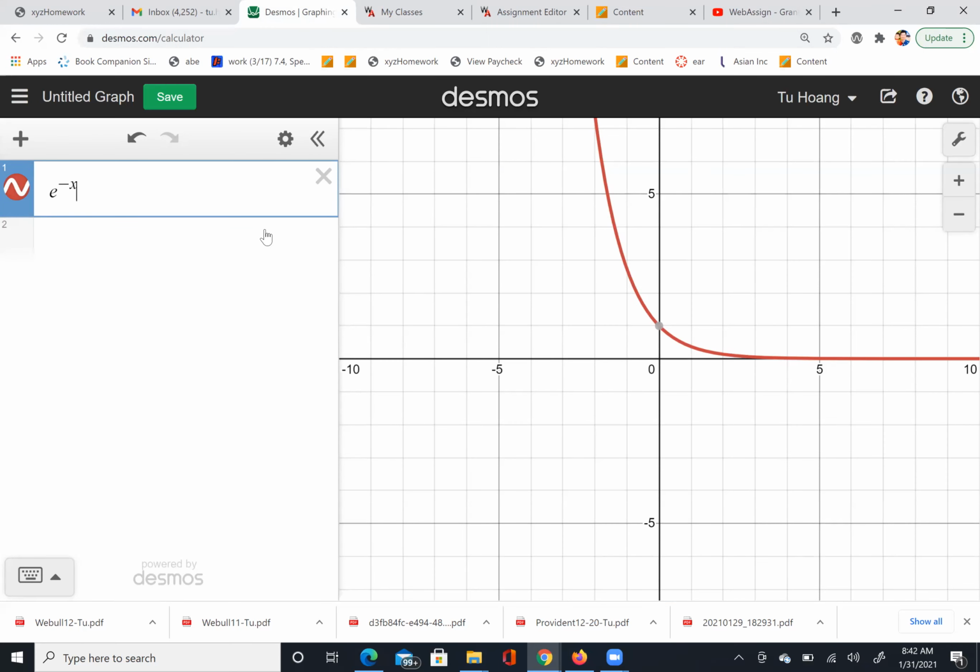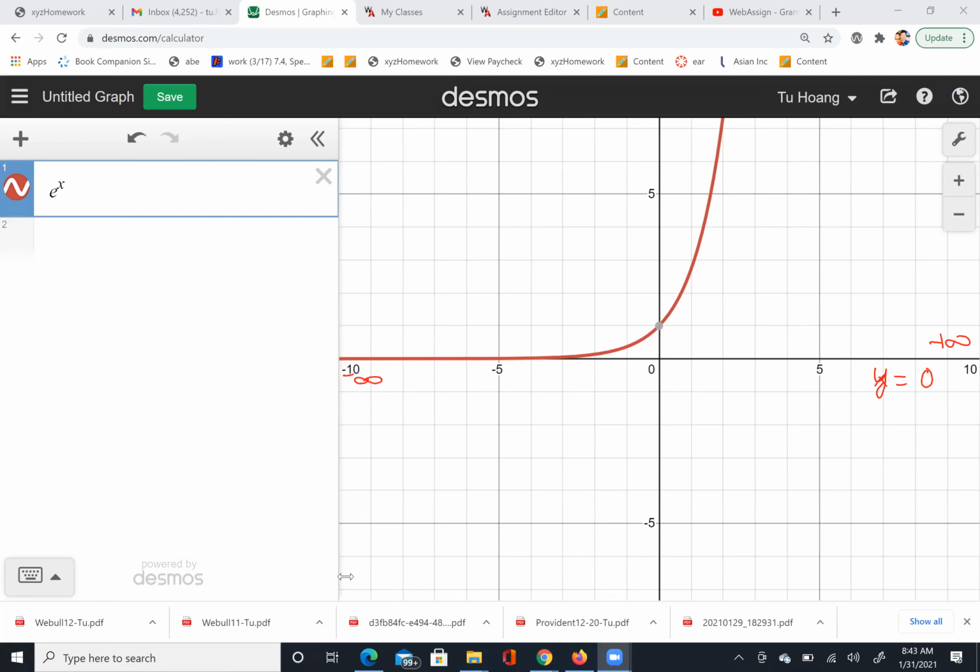Here is a graph of e to the negative x. You can see that as x goes to positive infinity, f of x goes along with the x-axis, which is y equals 0. And for the graph of e to the x, if x goes to negative infinity, the graph also goes along with the x-axis. So again, that limit is equal to 0.